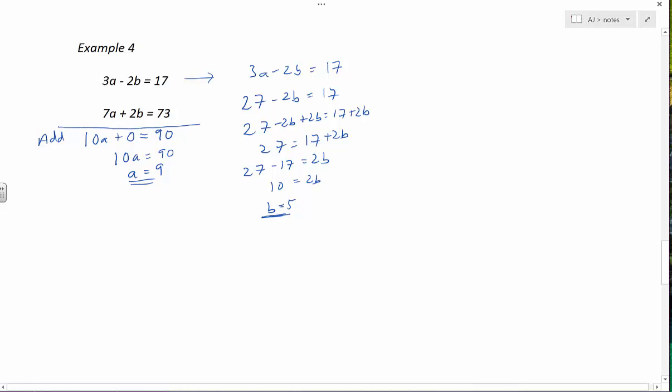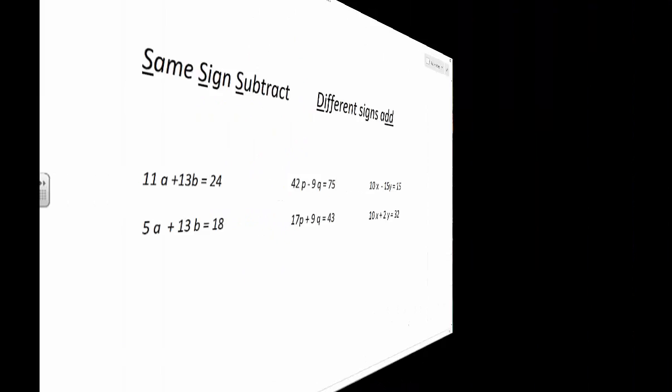Let's just check. With the second equation, if a is 9, then 7a is 63. If b is 5, then 2b is 10, and 63 plus 10 does indeed equal 73. So a equals 9, b equals 5.